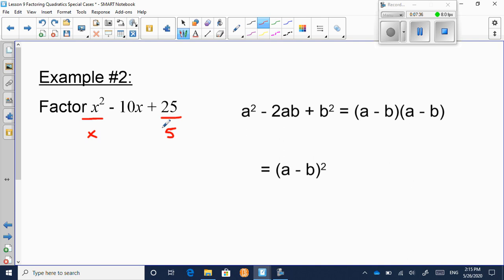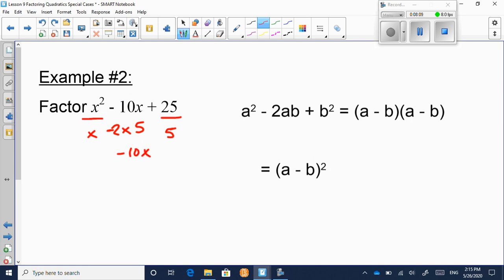Okay. But then look at the middle term. Is it 2 times x times 5? Sorry, that's not very nice. I'm going to fix that up. Here we go. Is it 2 times x times 5? Well, it's so close to that. It's minus 2 times x times 5, and that's minus 10x.